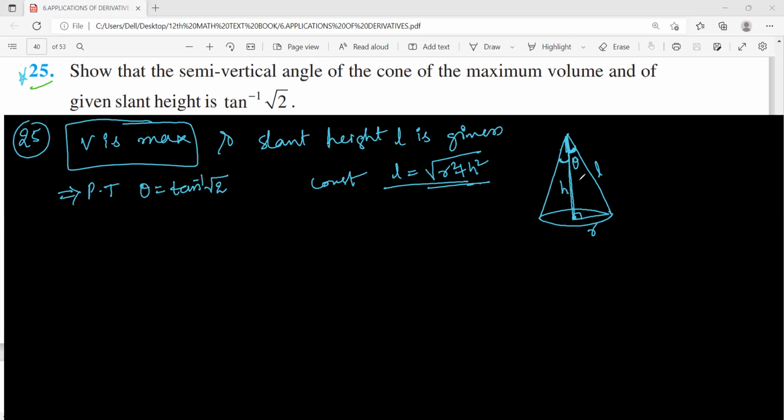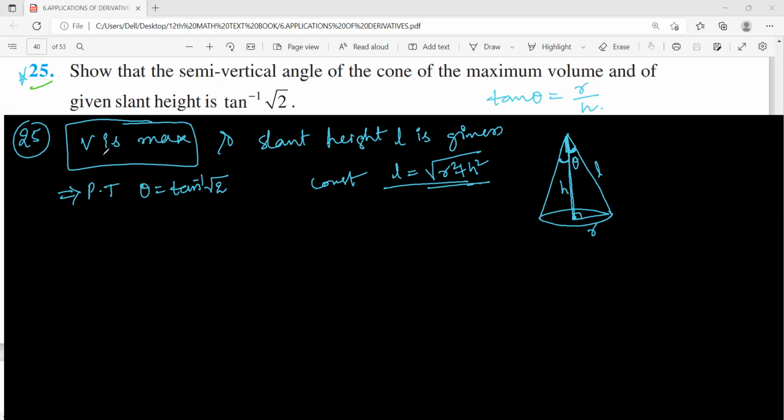What is tan theta here in this diagram? R by H. Very good. That means you need to find the relation between R and H. Already we did this, right? So R by H, you get R equal to root 2 H. So H gets cancelled and tan theta is root 2. That's it. Got it?